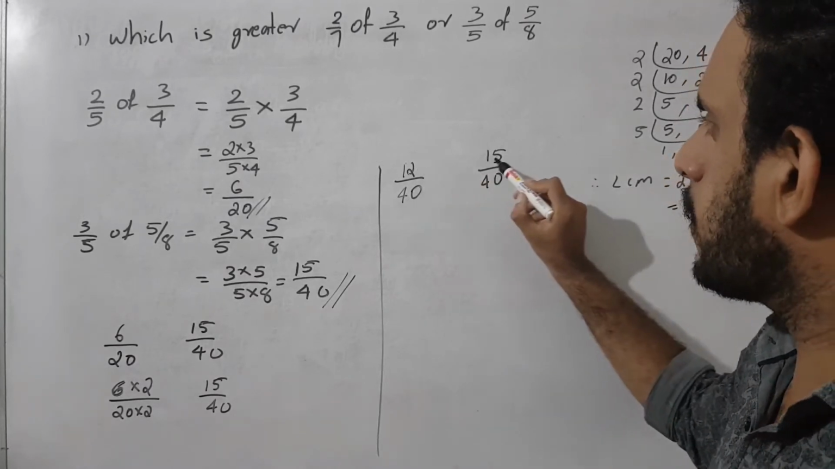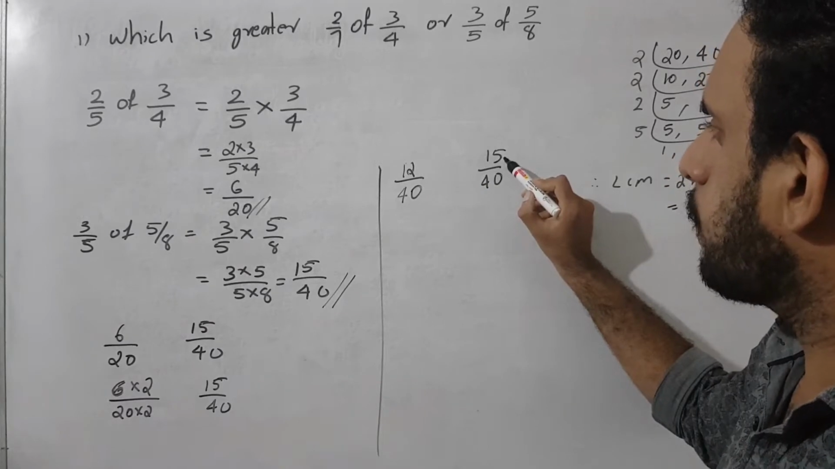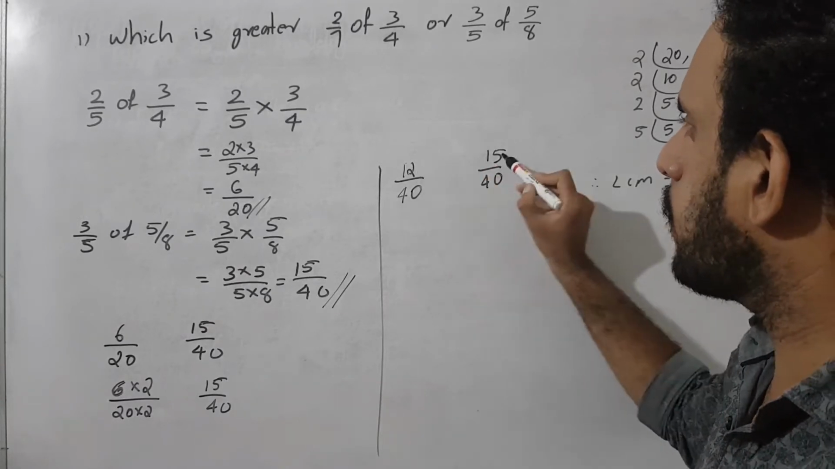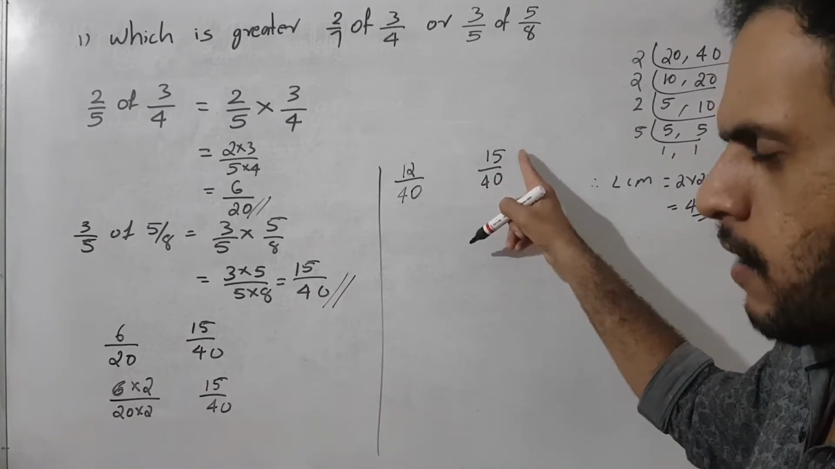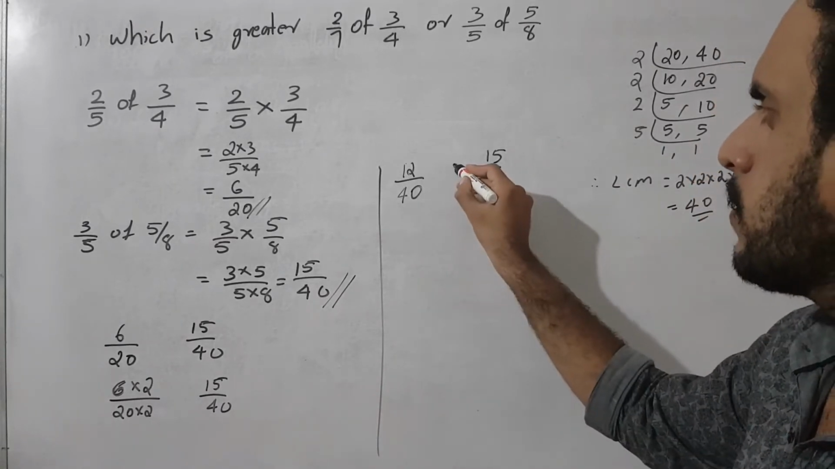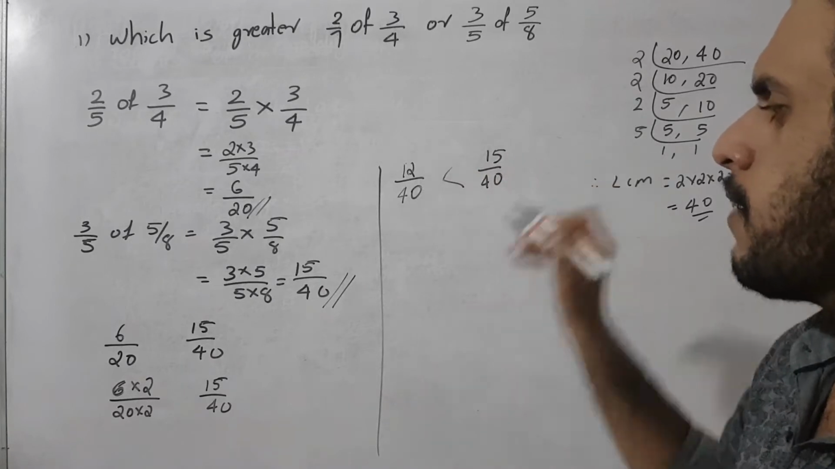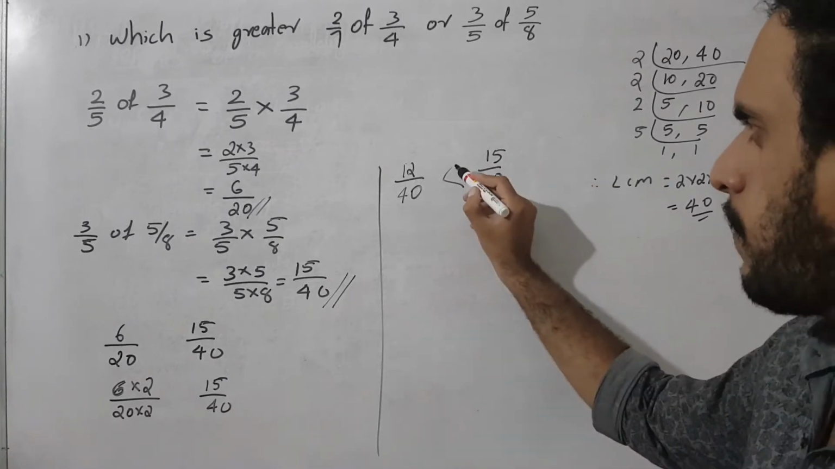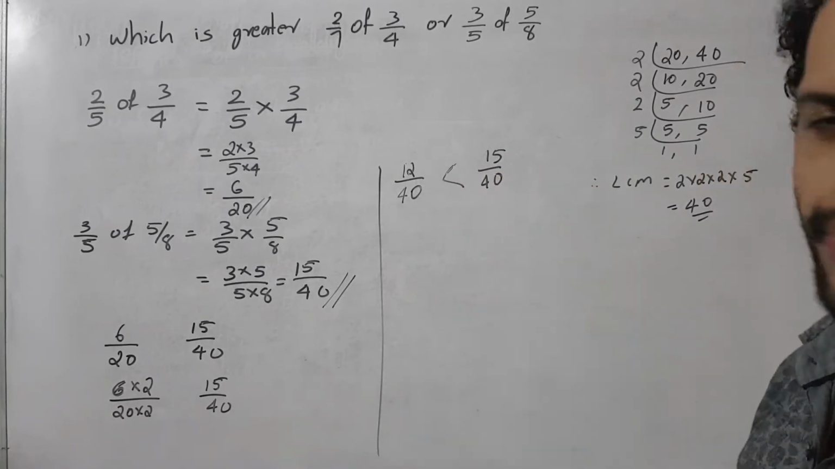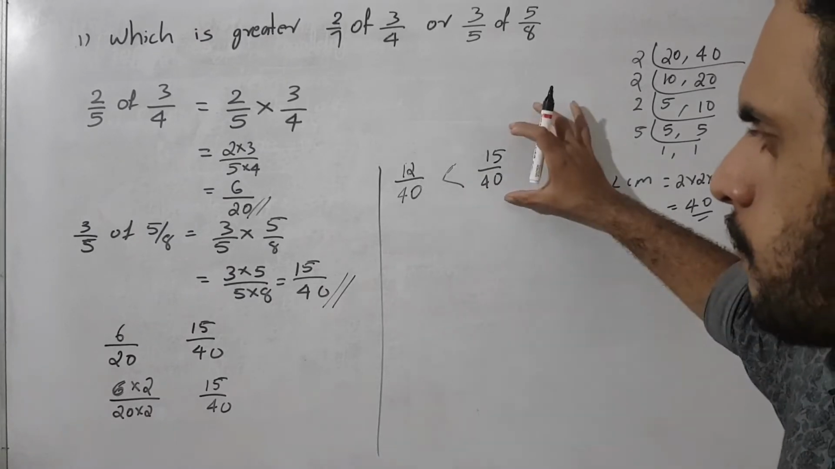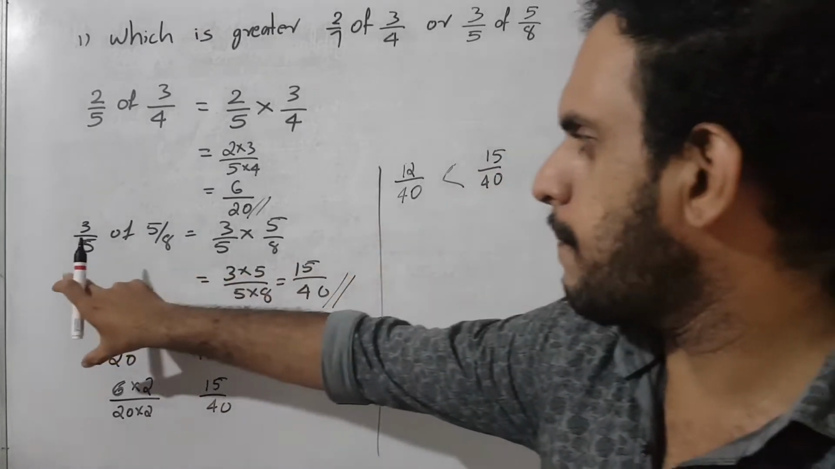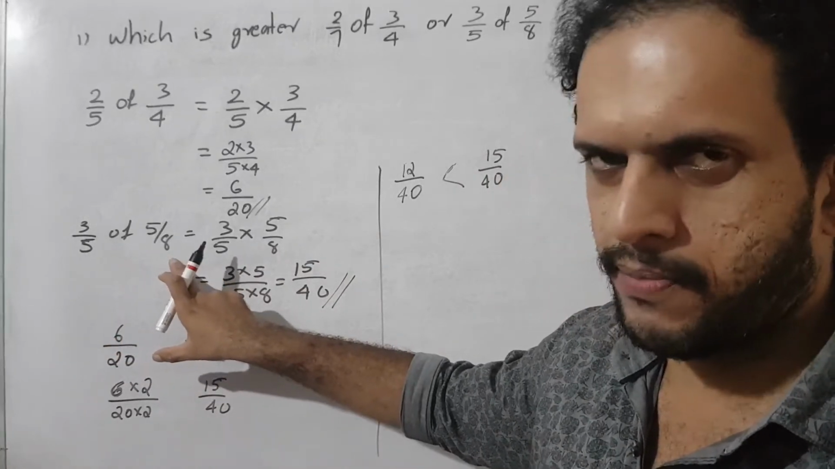Then 12 is the numerator of the first one. Correct? The numerator of the second one is 15. Then 12 and 15, which one is greater? 15 is greater, correct? 15 is greater means which one is greater? 15 by 40 is greater. Okay? Then what is actually 15 by 40? 15 by 40 is 3 by 5 of 5 by 8.